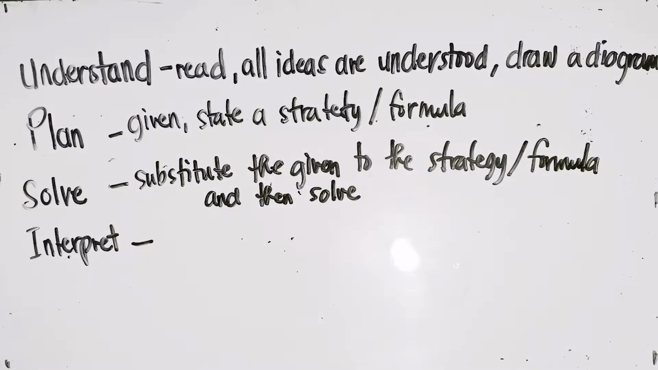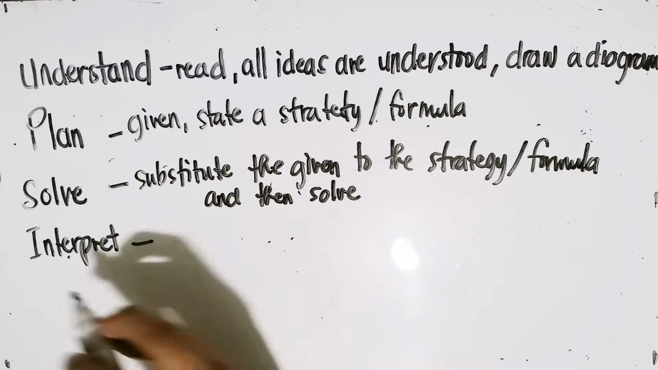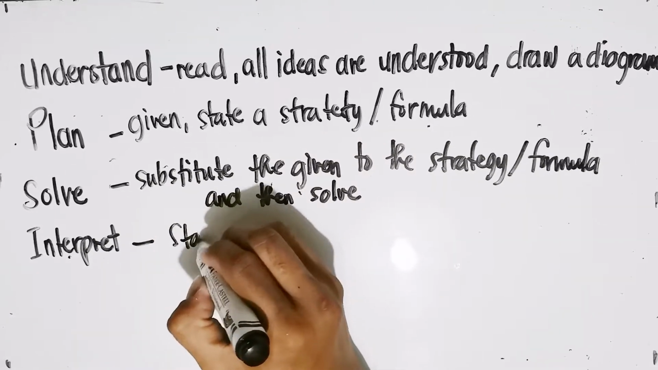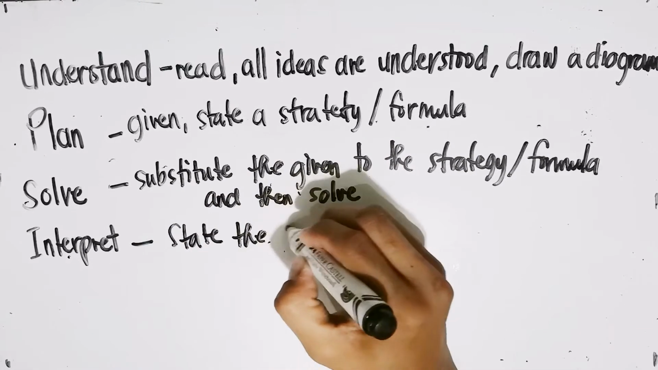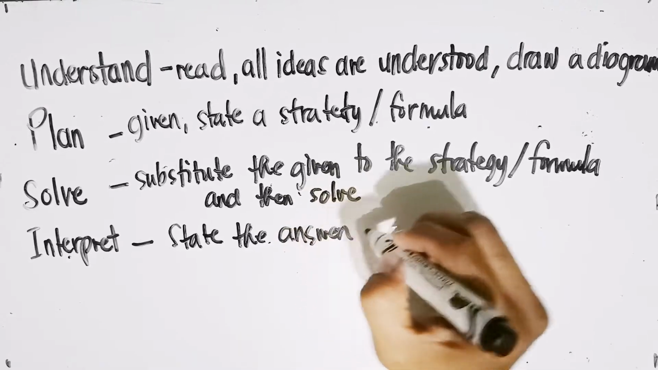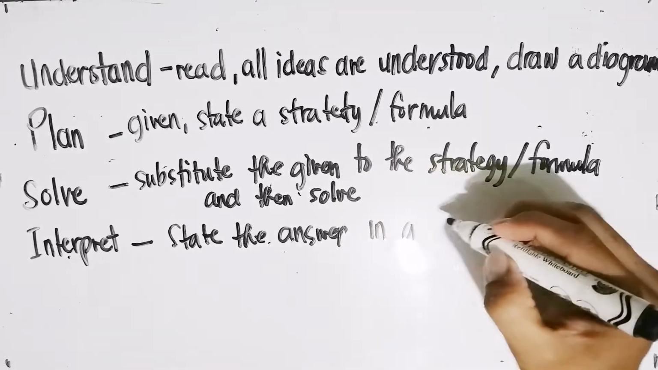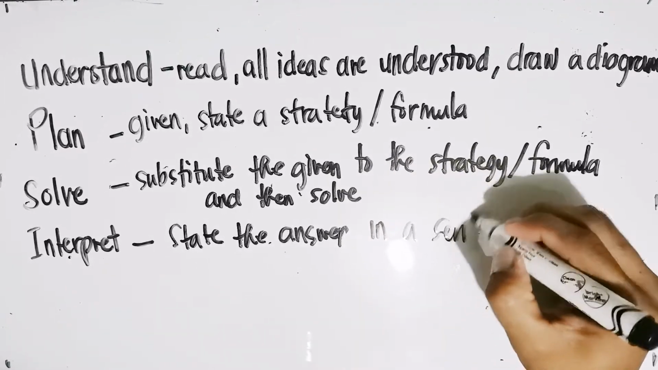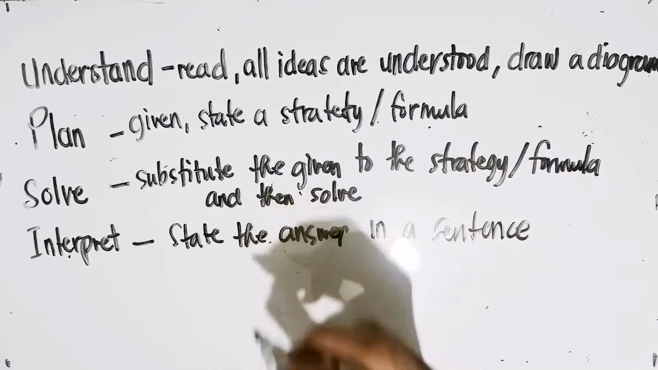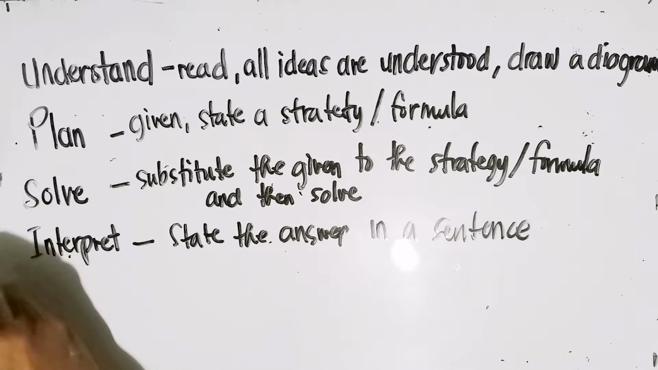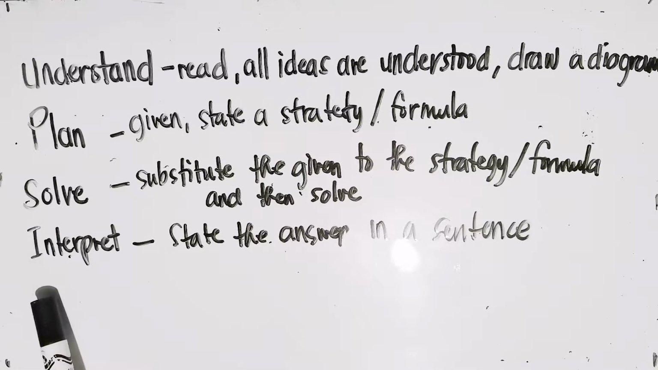After solving, after getting the answer, you will interpret, which is the last step. Now, you will state the answer in a sentence. That's the steps in solving word problems on polynomials. First, understand, plan, solve, and then interpret.